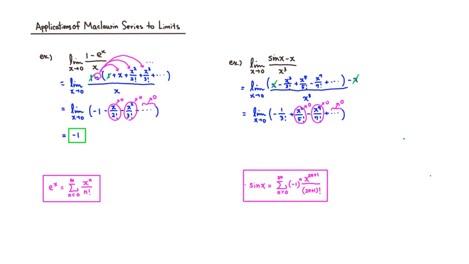Therefore, the limit is going to be negative 1 over 3 factorial, which is 3 times 2 times 1, so it's going to be 6. So you can see that the limit is negative 1 over 6. That's it. I hope that this was clear.